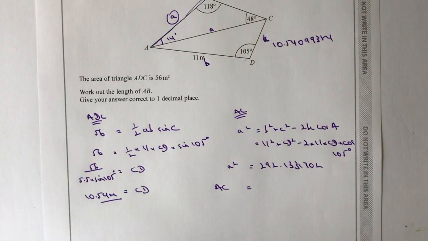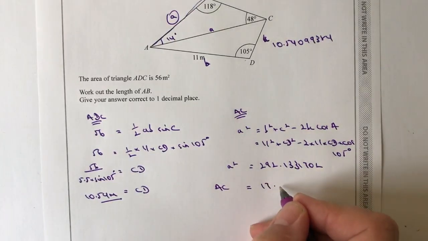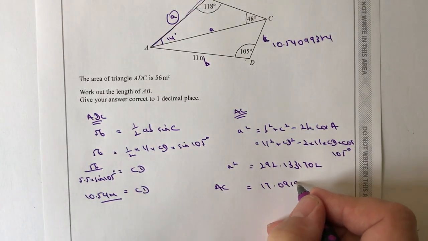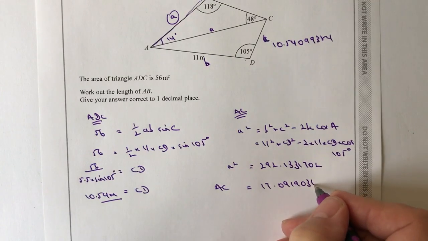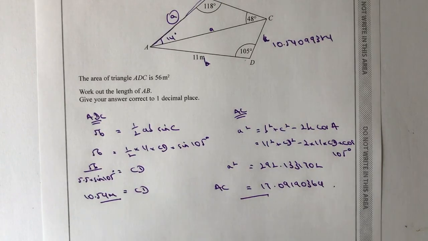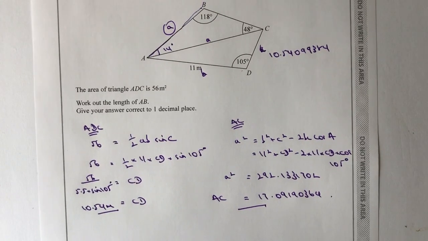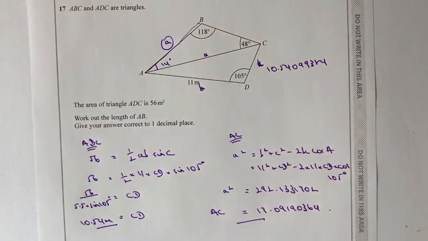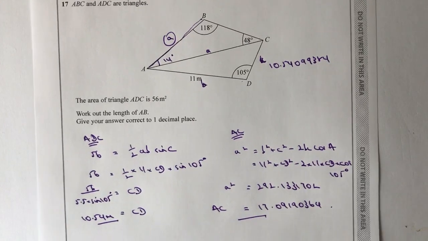So at long last, if I square root it, I can figure out that AC, which is the information I need, is going to be 17.09190364. And that's fine. So what I've got now is the ability to use the sine rule. I'm just going to recreate this top triangle for you at the bottom of the page, and that'll show you why I needed to get to that value of AC.